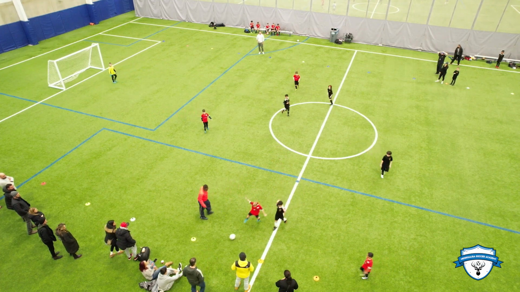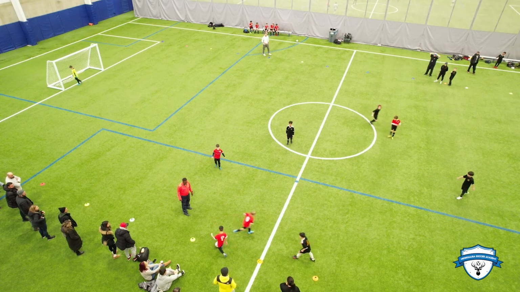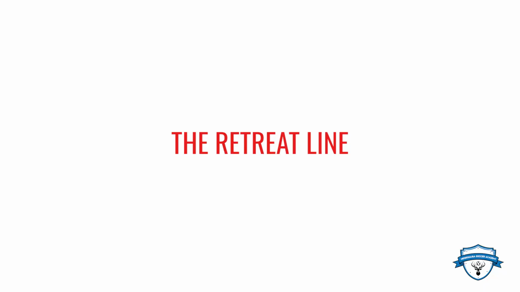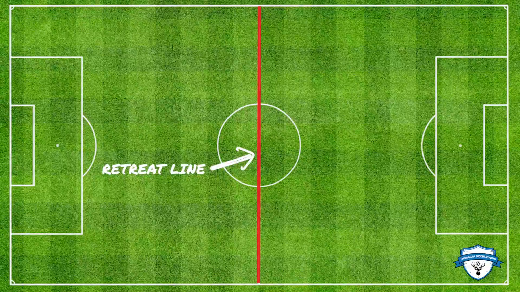Here's an example of the ball going on the sidelines, where it becomes out of play. The retreat line is considered to be the halfway line as shown in the diagram.